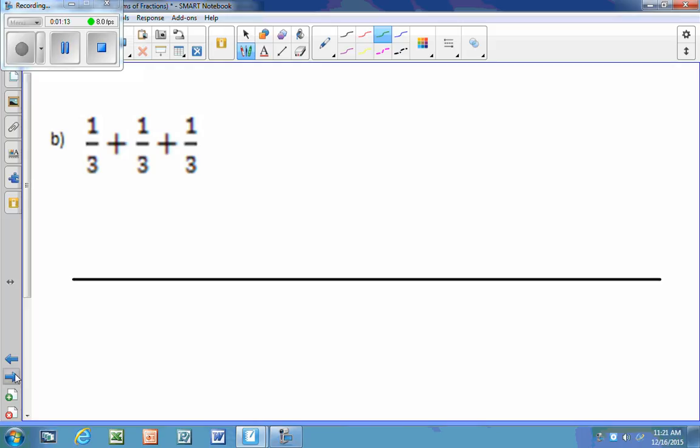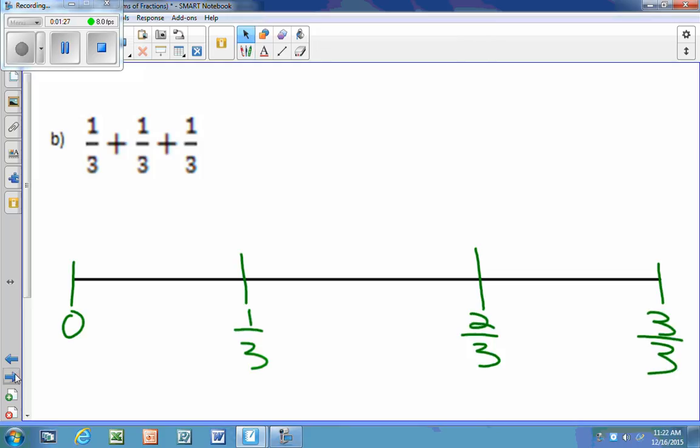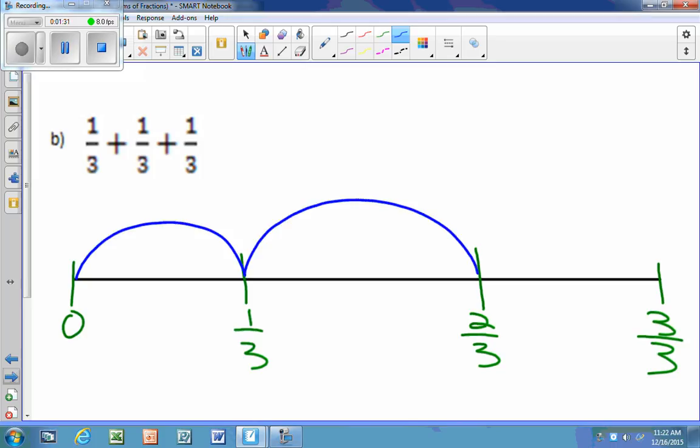This time I have the sum of 1/3 plus 1/3 plus 1/3. So I'm going to mark it off. I'm going to split it into thirds. Now I'm going to jump, and I'm going to go 1/3, another 1/3, and another 1/3, and that gets me to 3/3. And I also have to pay attention to that when the numerator and the denominator are the same, it's the same thing as saying 1.